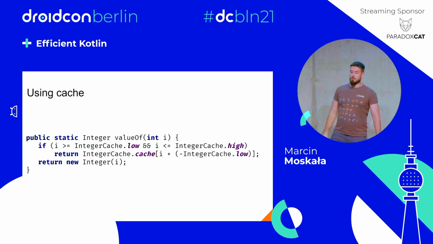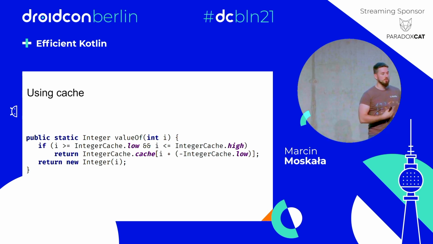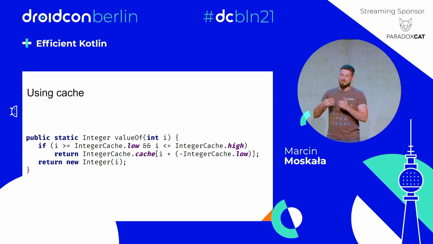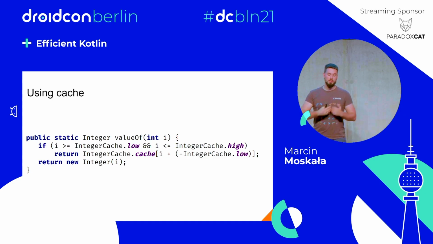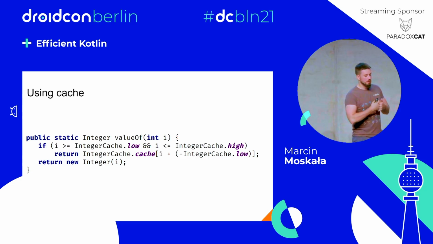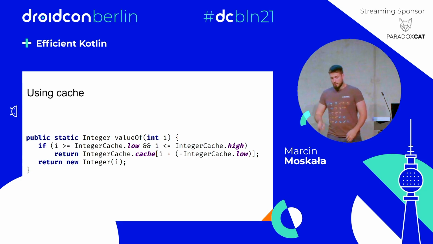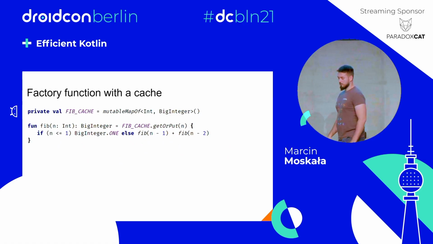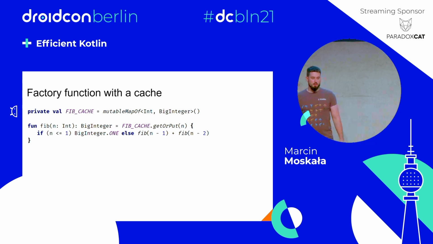This is how a cache on the JVM looks like. If you ever wondered why small integers have exactly the same object, it is because the JVM has a cache for Integer objects. And it can be implemented in your own applications. This is a very simple implementation of Fibonacci with a cache. So we still use a recursive approach, but thanks to the cache, we'll never need to calculate the same value twice. Of course, this is a very naive approach.